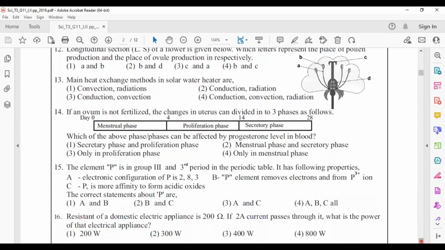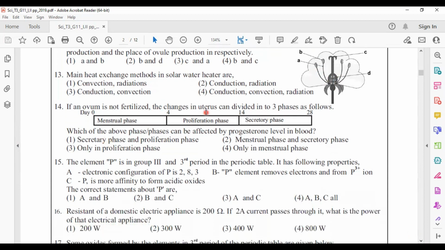If an ovum is not fertilized, the changes in uterus can be divided into 3 phases. Which of the above phase or phases can be affected by progesterone level in blood? Here the answer number 2 is correct. Menstrual phase and secretory phase are affected by the progesterone level.